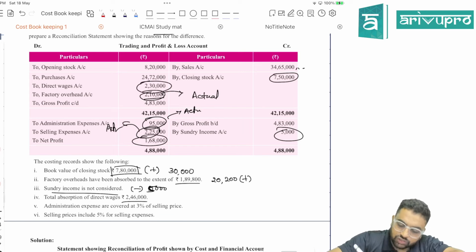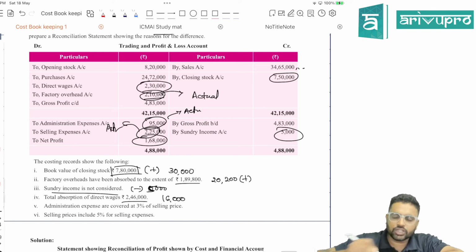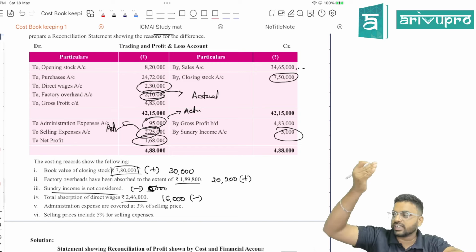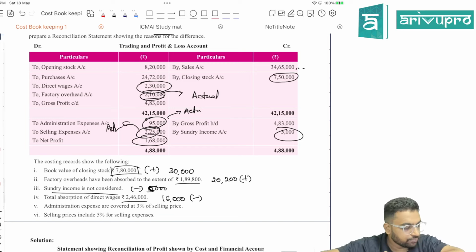Total absorption of direct wages is 246,000, sir. How much here, sir? 230. So over absorption, by how much, sir? 16,000. Over absorption means more cost in the cost books. More cost in the cost books means less profit in the cost books, but more profit in the financial accounts. Now what you should do, sir? Here also you should reduce your profit, because you showed more profit than cost books. We are trying to reach at the cost book, so you should reduce it.